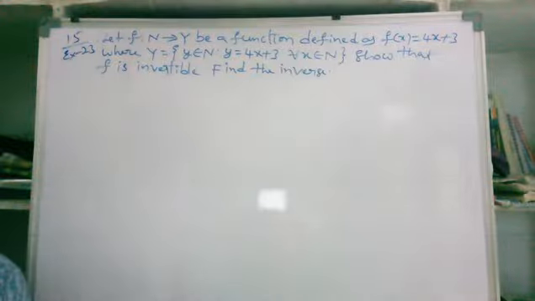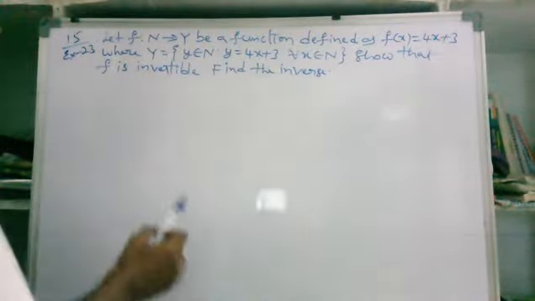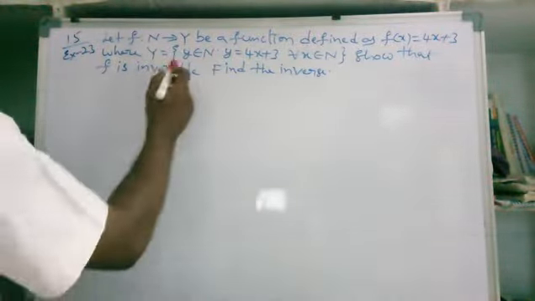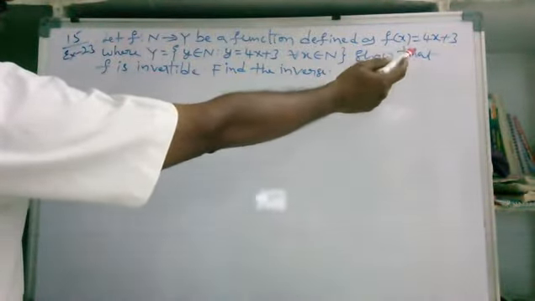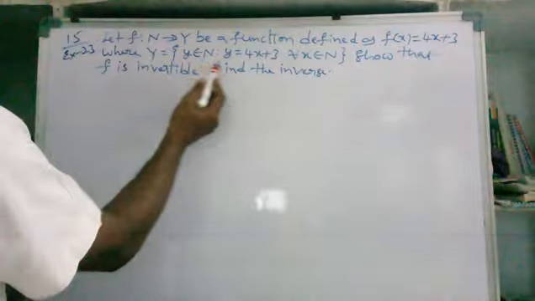See here in this next question, let f be a function mapping from N to Y defined as f of x is equal to 4x plus 3, where Y is equal to this set.